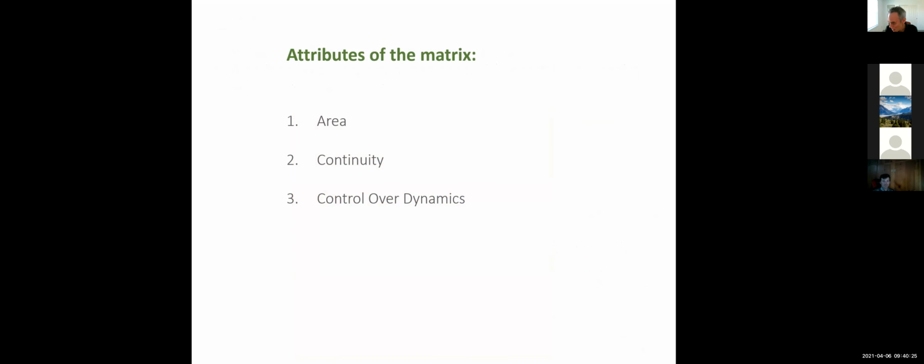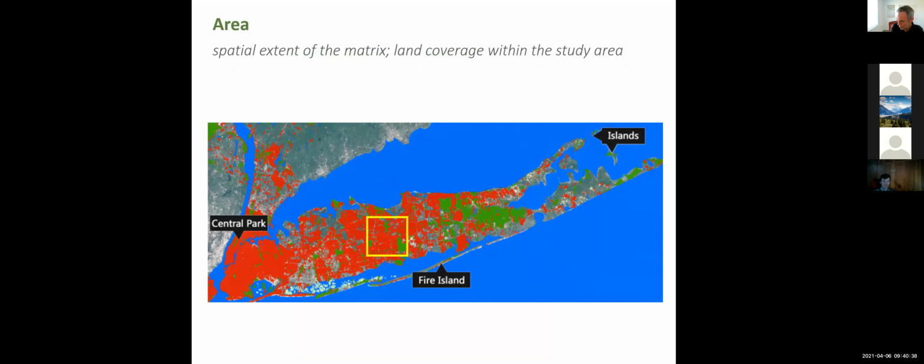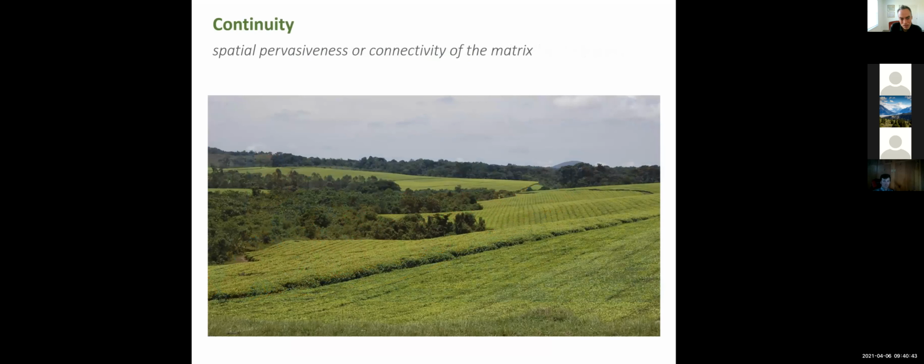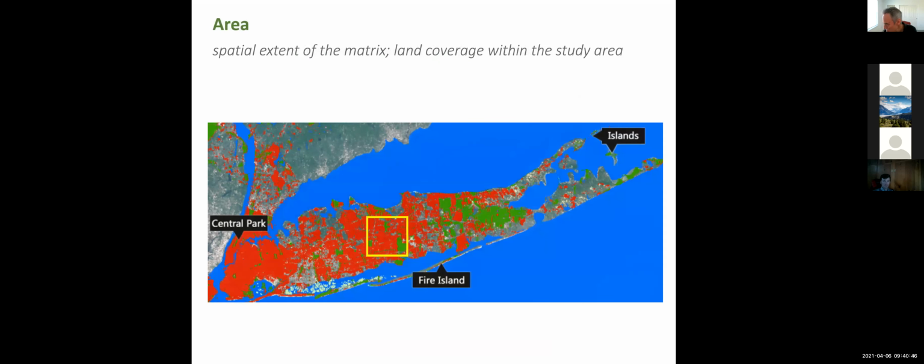So when we describe or delineate a matrix, there are three attributes that can be used to describe it. Those are area, continuity, and control over dynamics. First we'll start with area. Area refers to the spatial extent of the matrix, or another way to put that is the amount of coverage within the study area that can be attributed to the matrix.